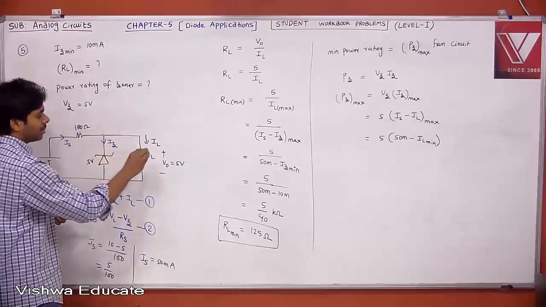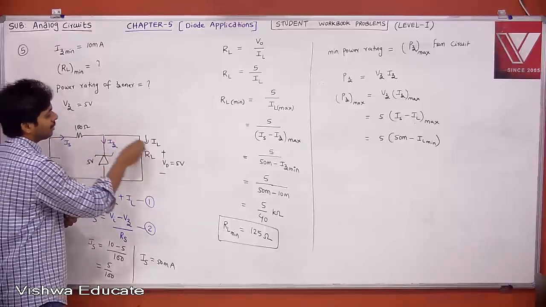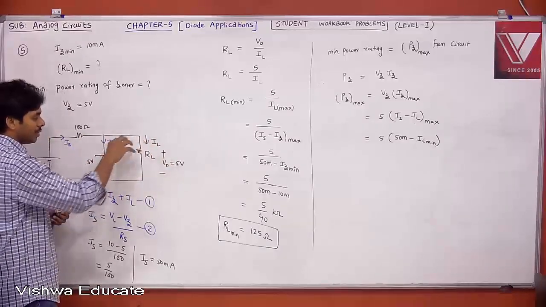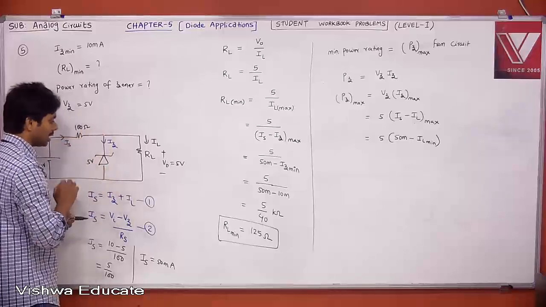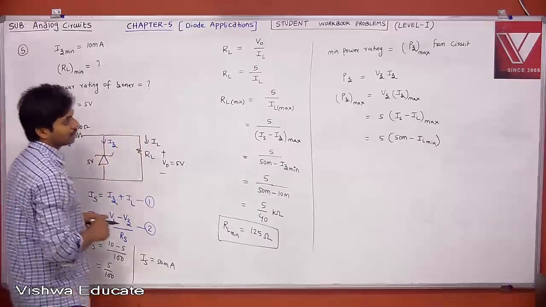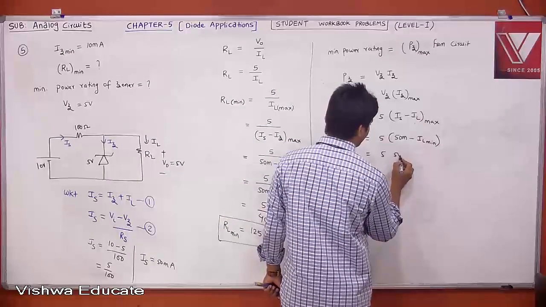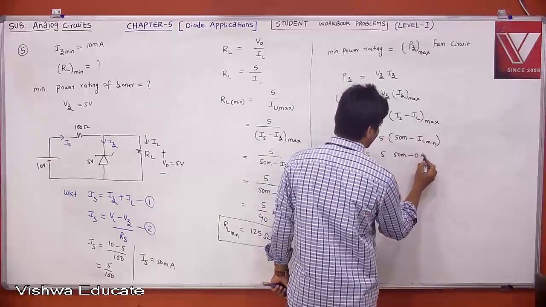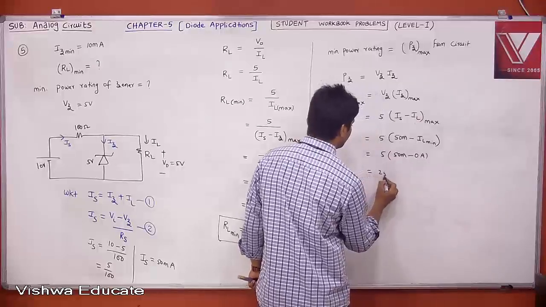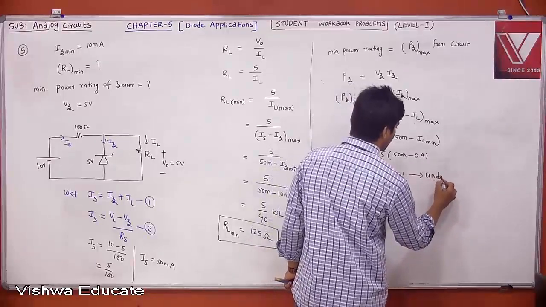If there is anything, ultimately to keep V0 constant, your IZ is the one which is taking the extra current and giving extra current to make V0 constant. If there is no load, extra current should be flowing through the Zener diode such that it will maintain 5 volt. Therefore, maximum current will flow through it when IL is 0. Therefore, what is IL minimum? 0. Therefore, 5 into 50 milli minus 0 ampere, which is 250 milliwatt under no load condition.